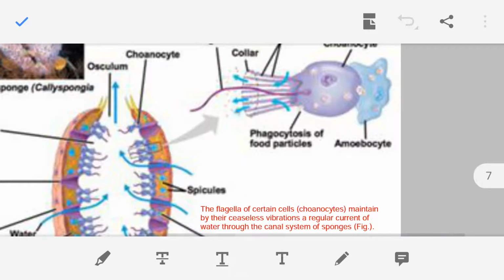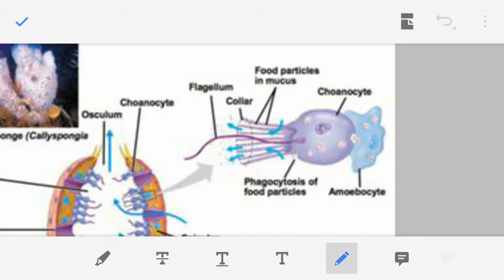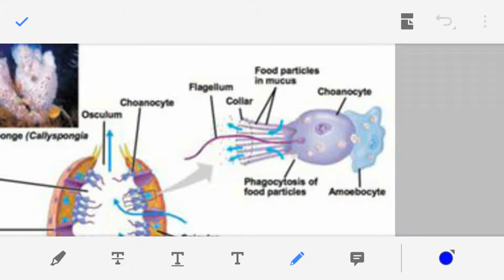These are all choanocyte cells, and one cell has been enlarged over here. So one choanocyte cell is shown to us. Here on the top, as you can see, the choanocyte cell has a flagellum. The flagellum is shown in purple color.